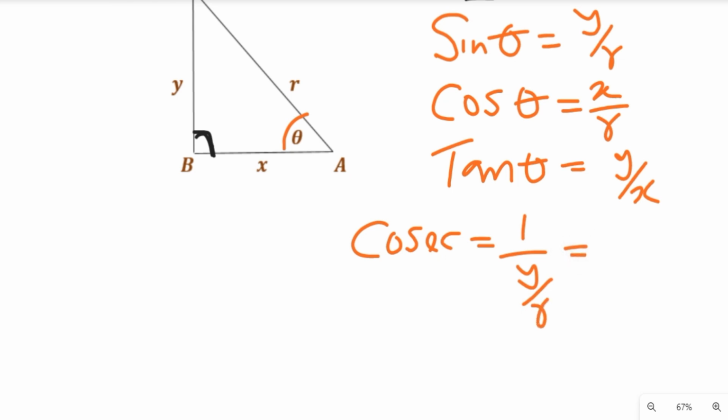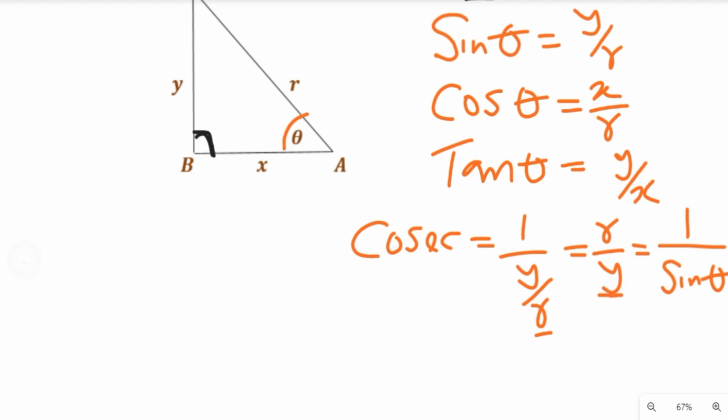And if we do this properly, we're going to have r divided by y, which is the inverse of this value, and that will give us what? That will be equal to 1 divided by sine theta. Remember, sine theta is y divided by r. So cosec theta is the inverse of sine theta, and this remains what cosec theta is.